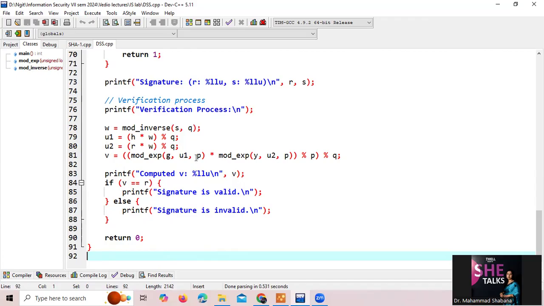So this is the verification process we are taking here. In the verification process, if V is equal to R, then the signature is valid, otherwise it is invalid. It returns 0 and ends the program successfully. Let's run the program here.